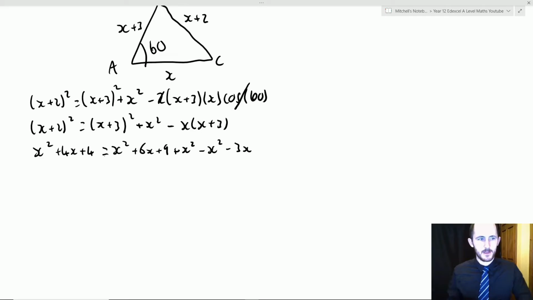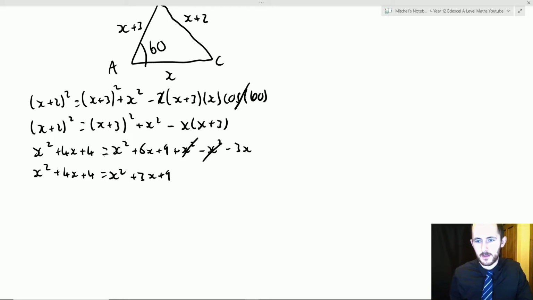Perfect. So these two x squareds cancel out. And now we're going to simplify both sides. We have x squared plus 4x plus 4 equals x squared, 6x minus 3x gives me 3x plus 9.